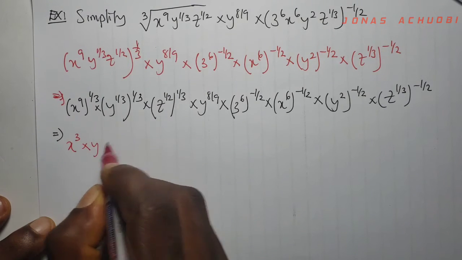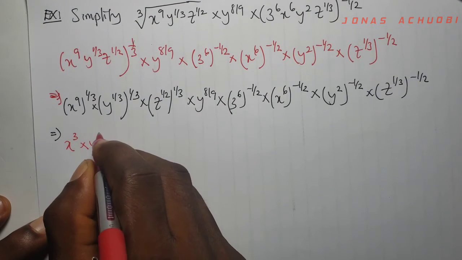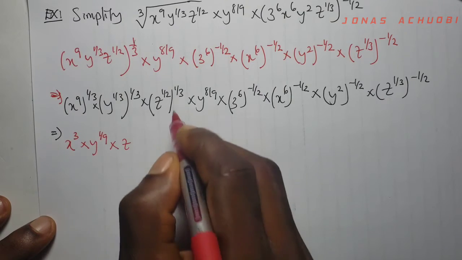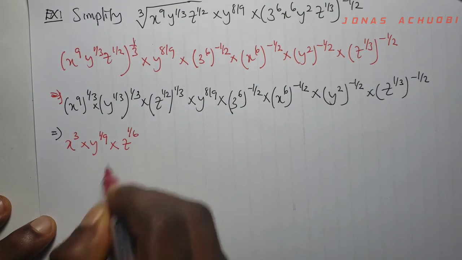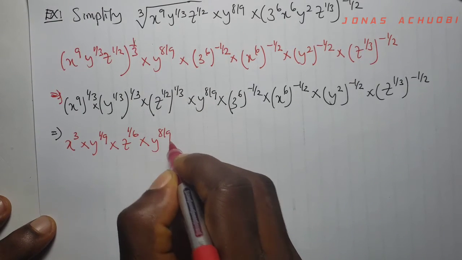Times the second one, which is y. 1 times 1 is 1. 3 times 3 is 9. So that is 1 over 9. Times the third one, which is z. 1 times 1 is 1. 2 times 3 is 6. So 1 over 6. Times the next term, y raised to the power 8 over 9.